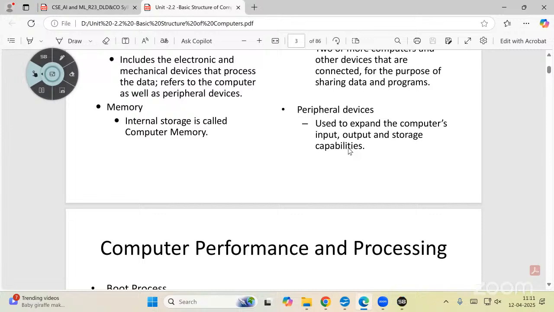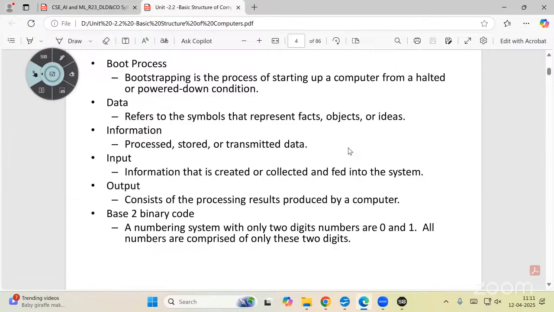Next, computer performance and processing. Boot process. What is boot process? Switching on the device. Once it is switched on, we can run any application. We can type in MS Word, or we can prepare a PPT, or we can use Excel. So before using that, we need to switch on. The switching on of the device is called the boot process.